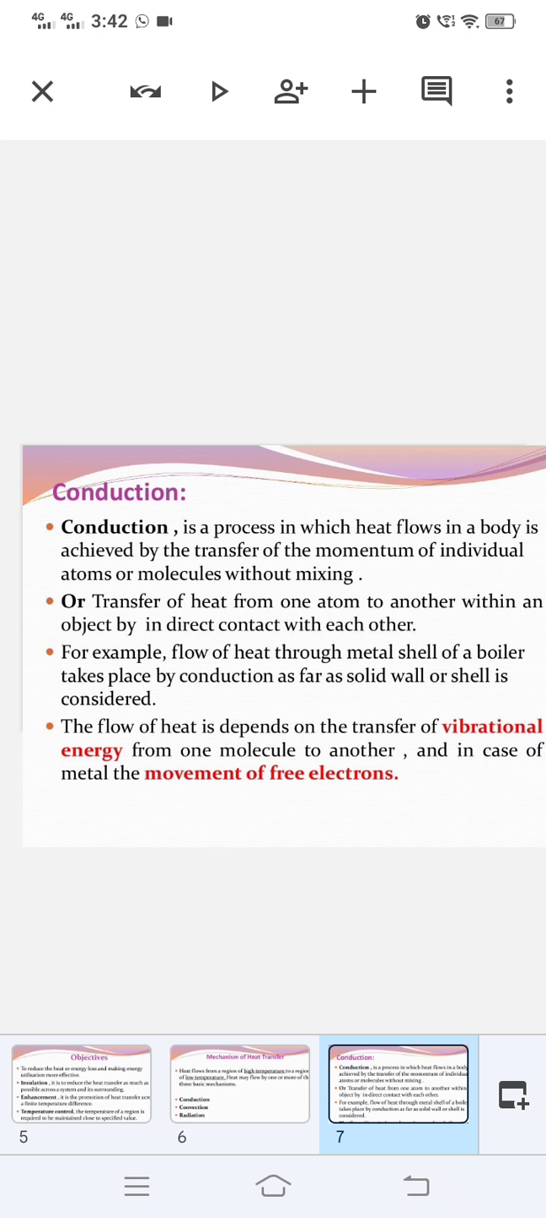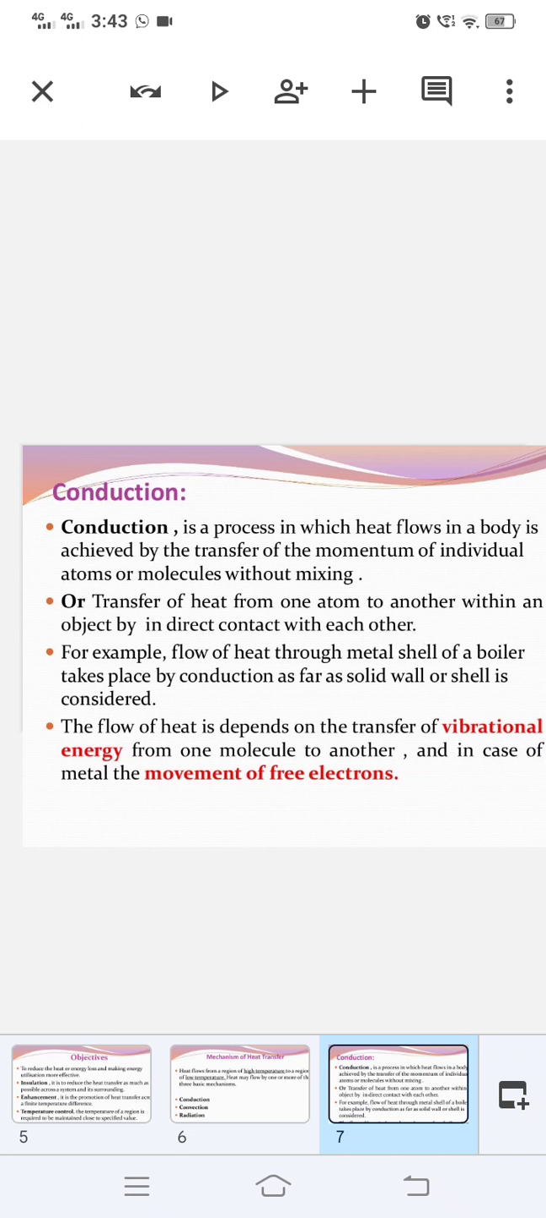So in conduction what happens? The transfer of heat takes place from one molecule to the adjacent molecule, or from a warmer object to a cooler object. When both the objects are in direct contact, then only conduction will take place. Now, according to the slide, conduction is a process in which heat flows in a body by the transfer of the momentum of individual atoms or molecules without mixing. In easy language, transfer of heat from one molecule to an adjacent molecule.